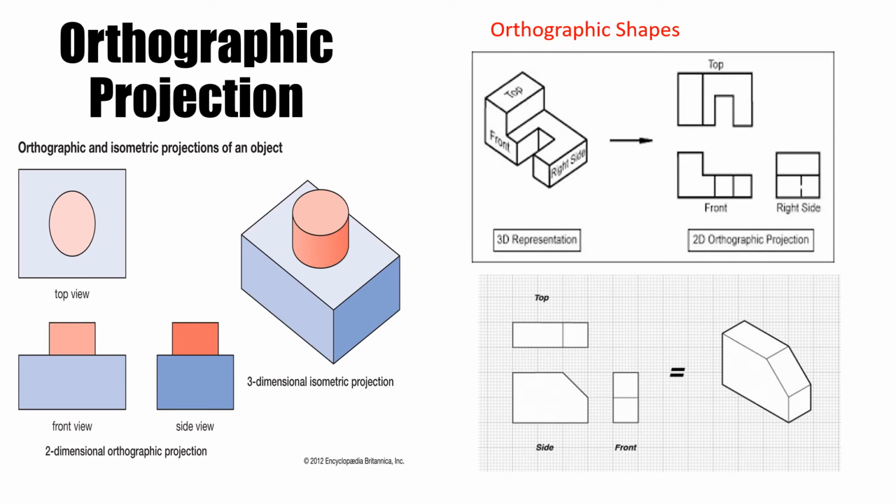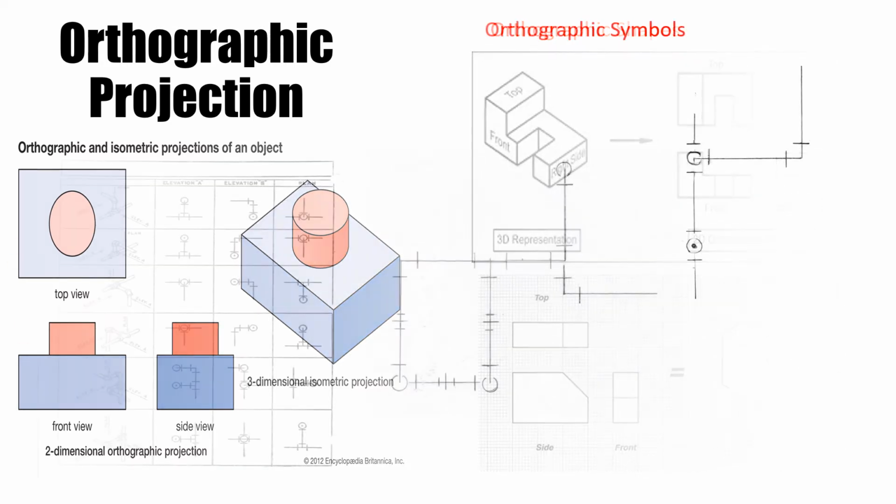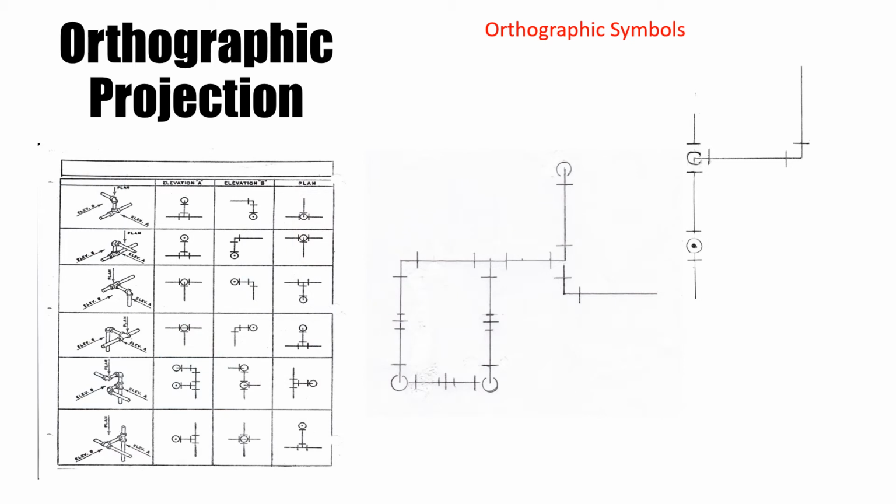Here's some examples. Basically, you'll have your three-dimensional shape right here and right here. And in order to do an orthographic projection, you need to have three views. So usually a top, front, and side, which we see here also. Here's some symbols that are used in the orthographic projection, which we'll get into a little bit further on as the slides go through and the video continues.